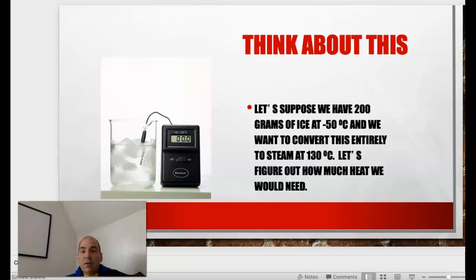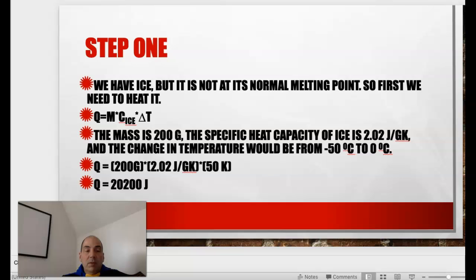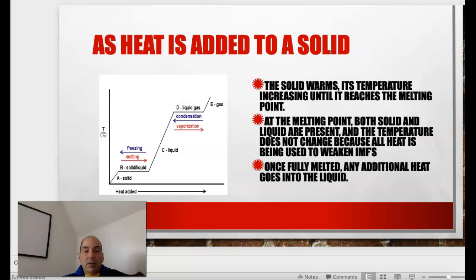Let's talk about a situation where we have 200 grams of ice at negative 50 degrees, and we want to convert it completely to steam at 130 degrees Celsius. So let's figure out what we have to do. First, think about this diagram. I'm down here at negative 50 degrees, and we want to get up here at 130. I see 1, 2, 3, 4, 5 different lines, so that means I have to talk about 5 different processes in this question.